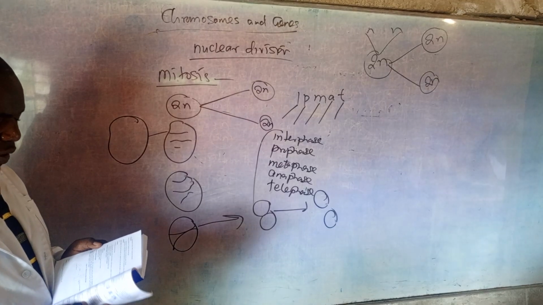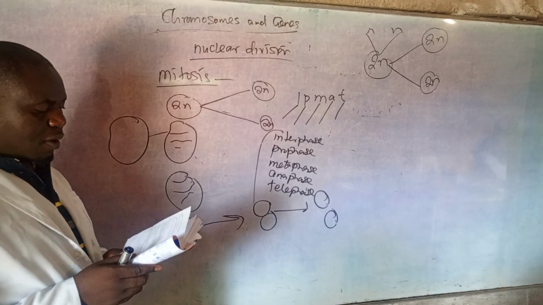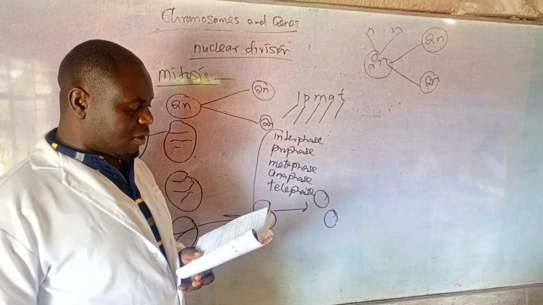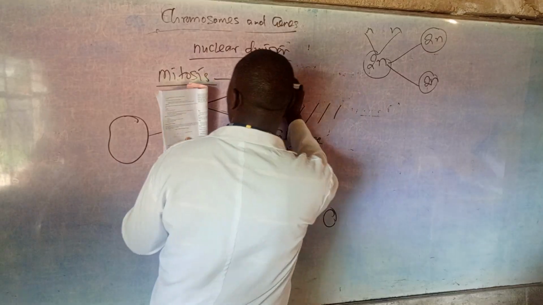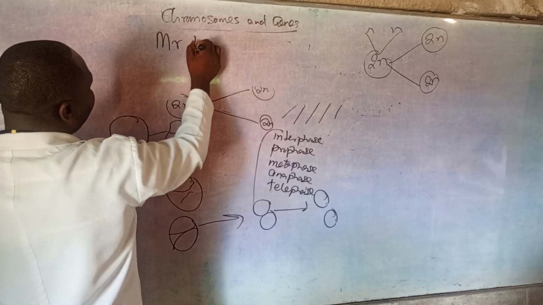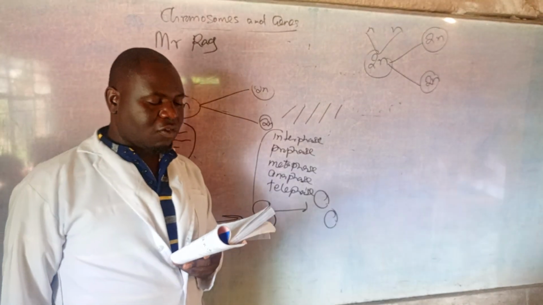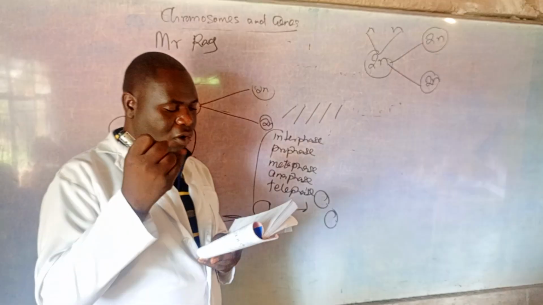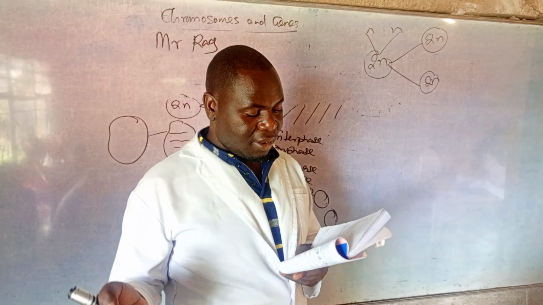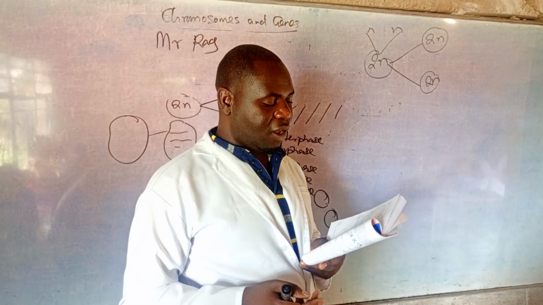Then from there we need to understand the importance of mitosis. Why mitosis? Mitosis is very important, and it's also memorized by the word Mr. Rag. So the importance of mitosis can be memorized by the word Mr. Rag. Mitosis is used for growth, regeneration, asexual reproduction, e.g. binary fission in amoeba, maintaining genetic stability, and also the replacement of cells.